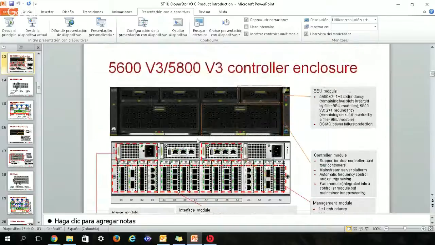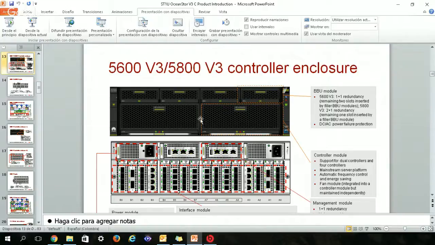So let's keep moving on to the 5600 controller enclosures. This is the BBU module, the battery backup units module, and the 5600 has 1+1 redundancy. The 5800 has 2+1 redundancy. These are battery backup units, just in case of failure.